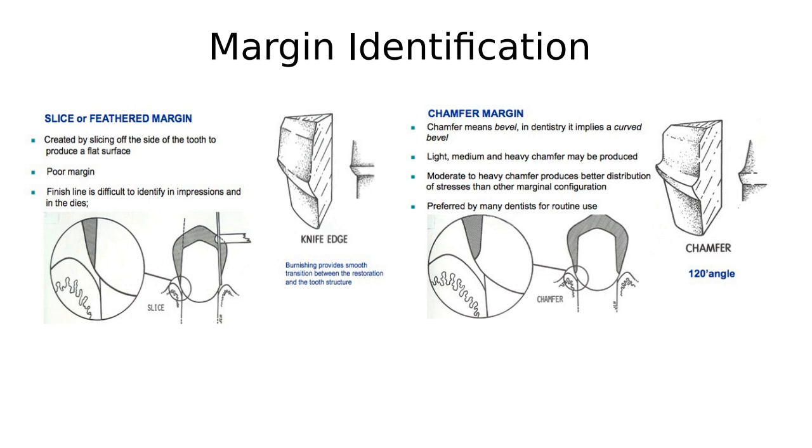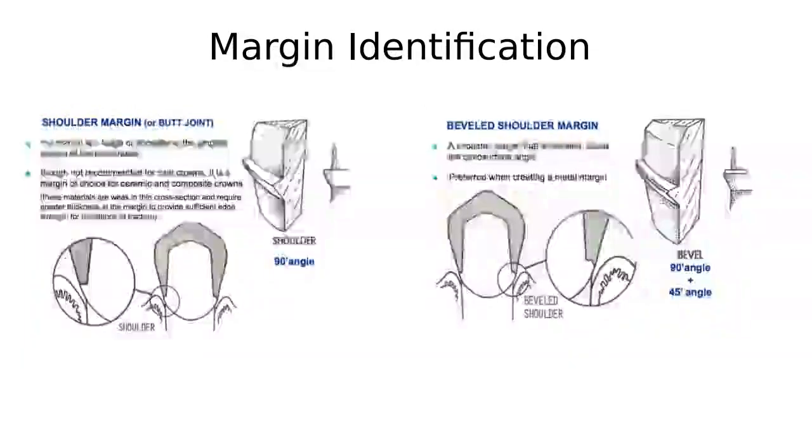stability and makes the margin more robust between the margin of the preparation and the margin of the restoration. So again, shoulder margin or butt joint. We see that the difference between the shoulder and the chamfer is that the shoulder is more angled, more of a 90-degree angle. The chamfer is more rounded.